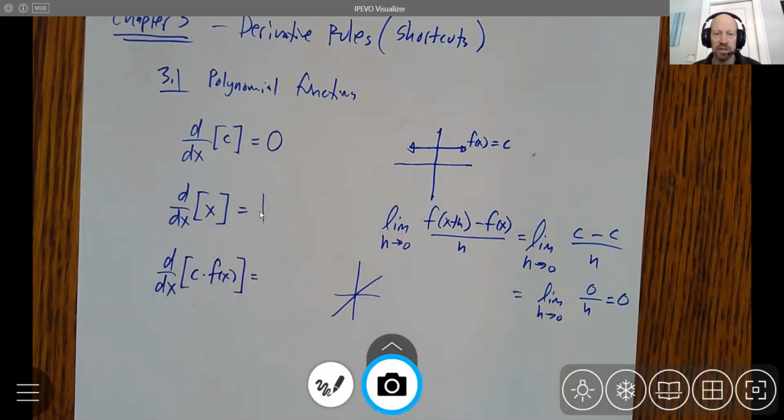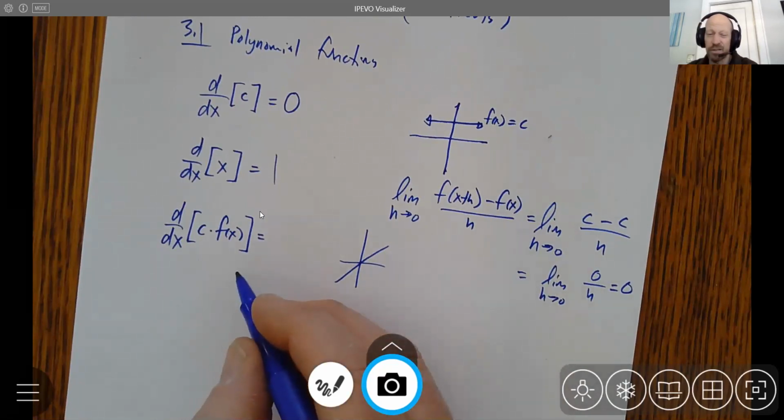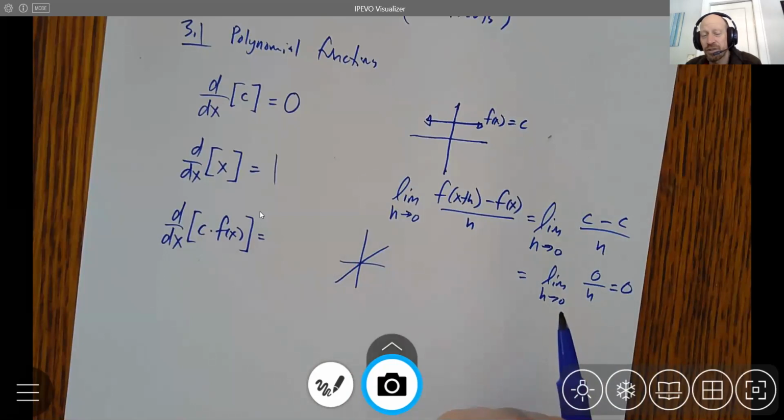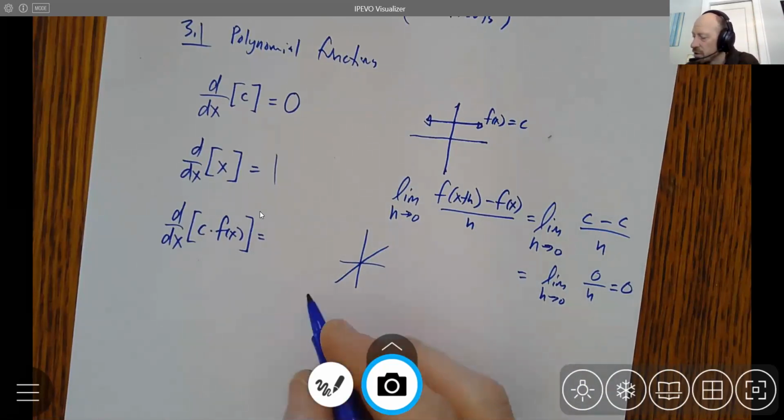Now this one is a little sneakier. What is the derivative of a constant times a function? Now it turns out it doesn't matter what the function is. Let's see how that looks. This one we can't really use a graph because there's all kinds of different functions and it's not clear, at least to my brain, what multiplying by a constant does to the derivative. So let's use the definition for this one.